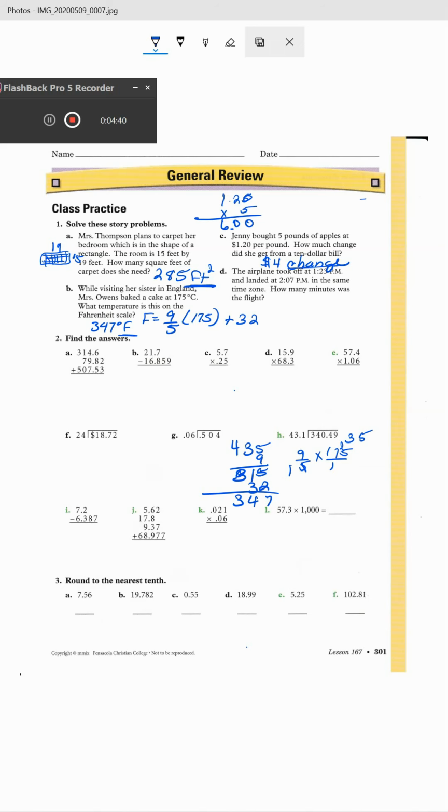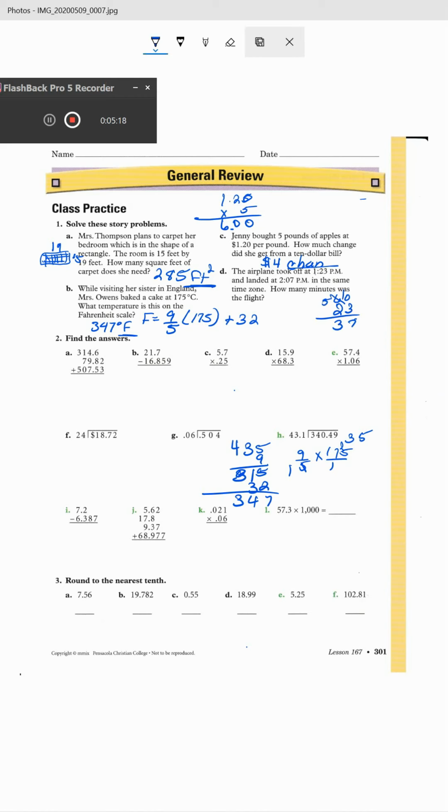The airplane took off at, I can't see it through my, at 1:23 p.m. and it landed at 2:07 p.m. in the same time zone. So how many minutes was the flight? Well, the thing I would do is I would do 60, because there's 60 minutes in an hour, minus the 23 to figure out how many minutes it took to get from 1 o'clock to 2 o'clock. Okay, so I'm going to minus the 23, and I'm going to get 37 minutes.